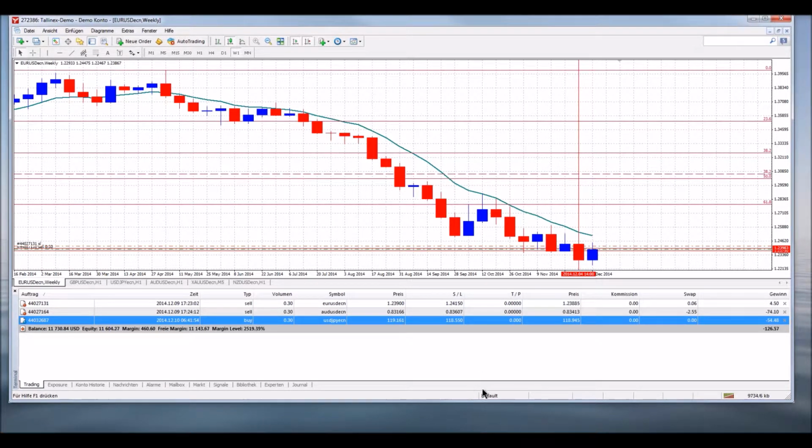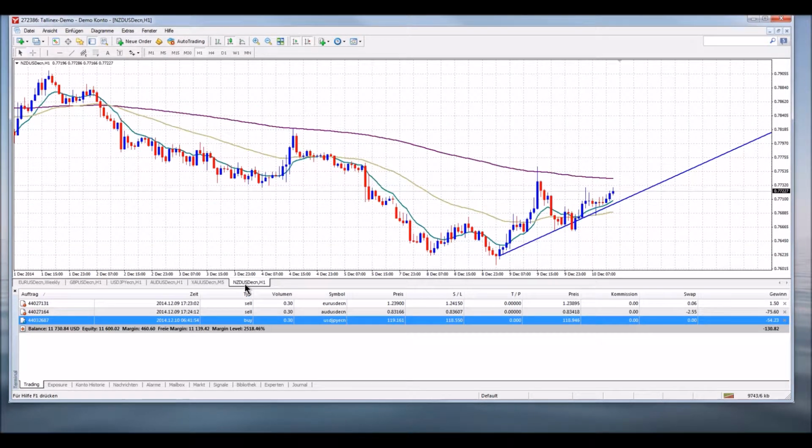So, that's euro dollar, and let's have a look. Very interesting for tonight, and then I'm going to switch over into the pro section in a second, because we have some setups I'd like to discuss there in more depth.